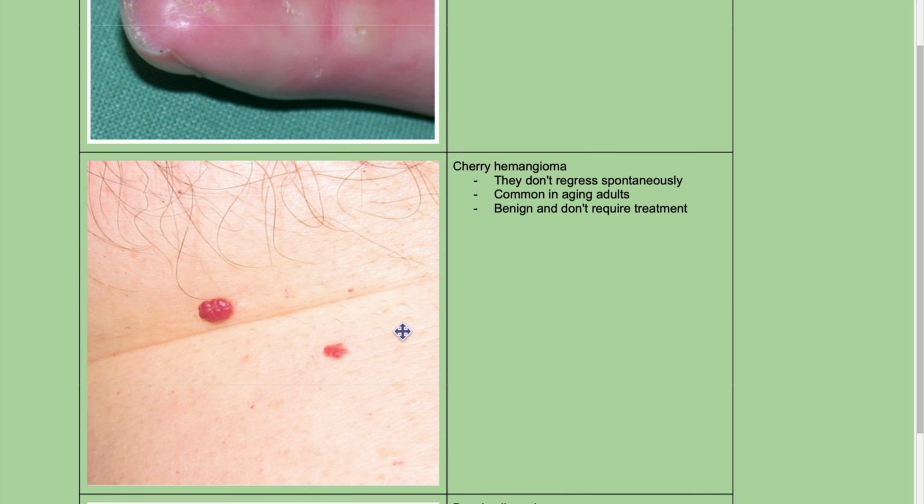This is the cherry hemangioma. They don't regress spontaneously. It's common in aging adults, and it's benign and doesn't require any treatment.